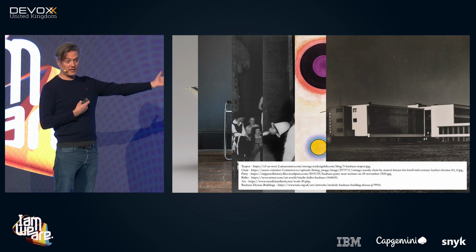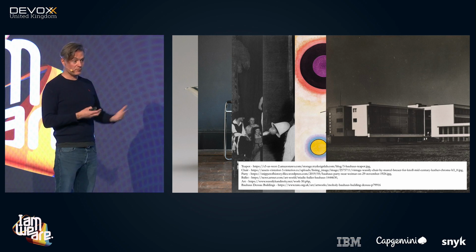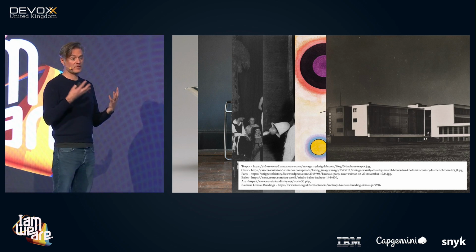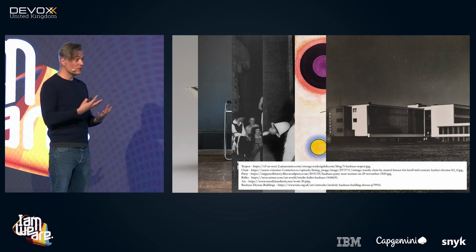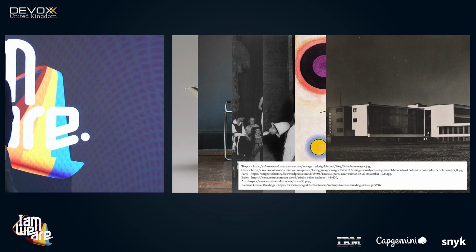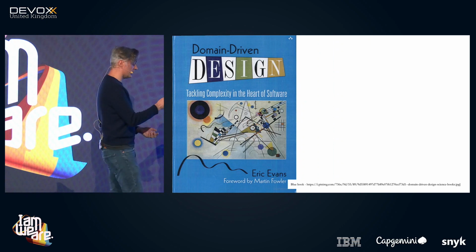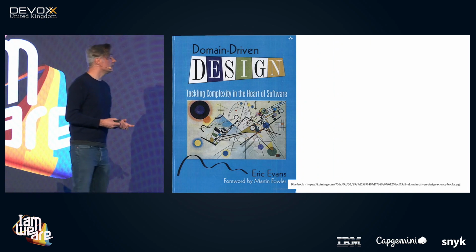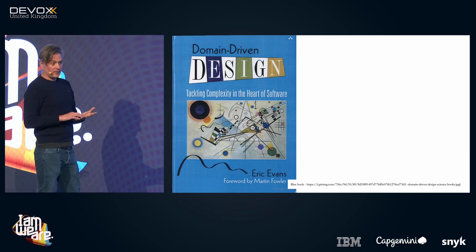So this is the Bauhaus in Dessau. They designed and built the buildings, the whole campus, the interiors, all of the parts of the Bauhaus. So that's the Bauhaus. We're now going to zoom forward in time. So now we're talking about DDD.